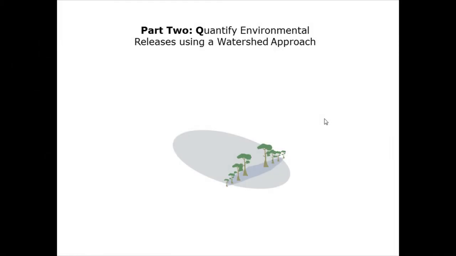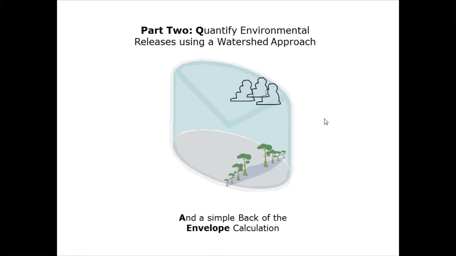All right, this is Bob back again for part 3 of the 4-part series. And this is part 2, quantifying environmental releases using a watershed approach, and specifically is using a back-of-the-envelope calculation.